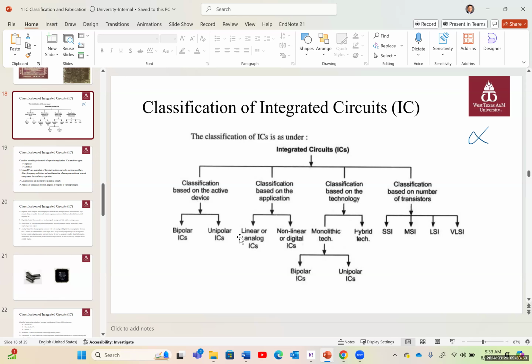Classification according to their operational application, we have two main types. We have digital ICs and we have linear ICs. Linear ICs are also called analog ICs. Anything that could process an analog signal, analog meaning a continuous signal, is a linear integrated circuit. These analog signals, linear signals, are usually used in audio amplification, signal processing, and so on.